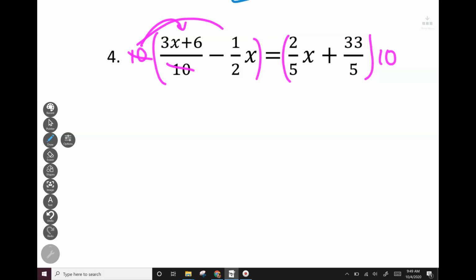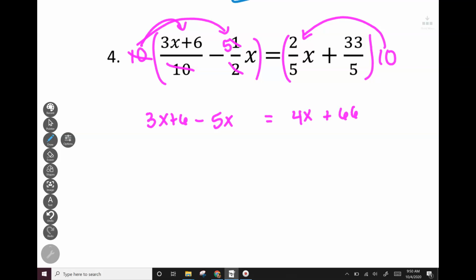Okay, we're distributing this to both terms. And then 10 divided by 2 is going to become 5. So that'll be a 5 in the top. So now I can rewrite that side as 3x plus 6 minus 5x. Okay, let's do the same thing on the other side. 10 times 2/5 is 4, so that's 4x. And then 10 times 33 over 5 is going to be 66.